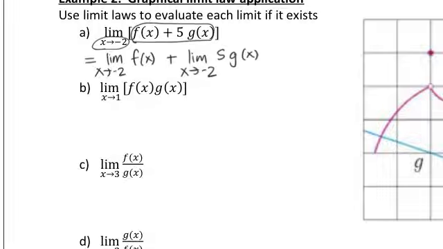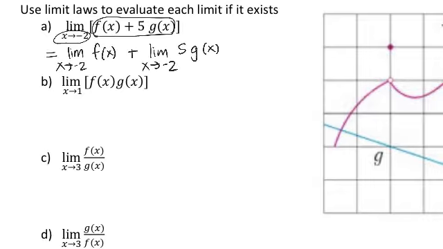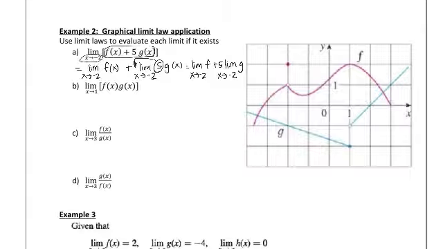And then I can use the constant multiple law, right? And I can pull this 5 out here. So I can just do the limit of f as x approaches -2 plus 5 times the limit of g as x approaches -2 to get my answer. And then I go on to the graph to get the numbers, right?